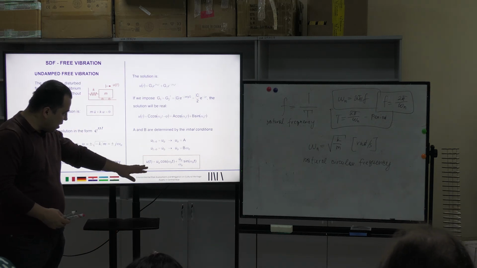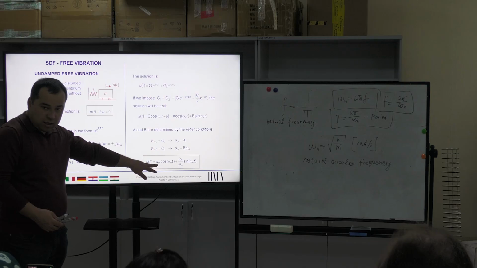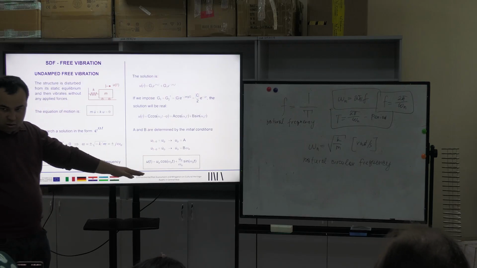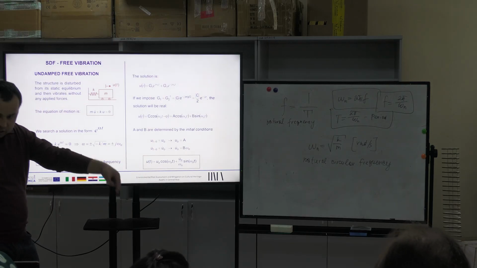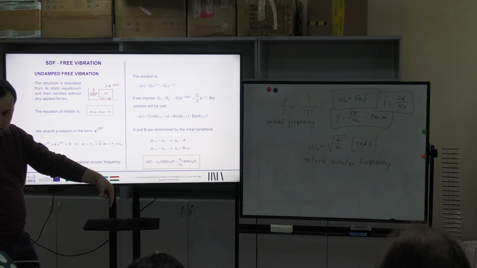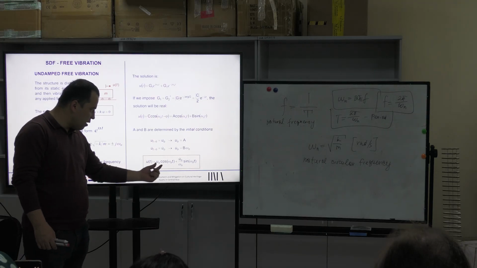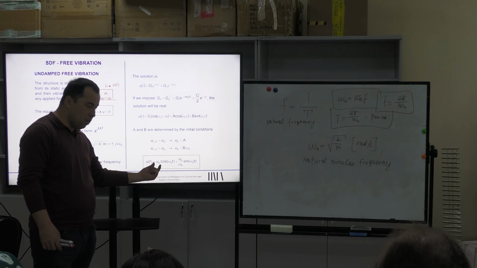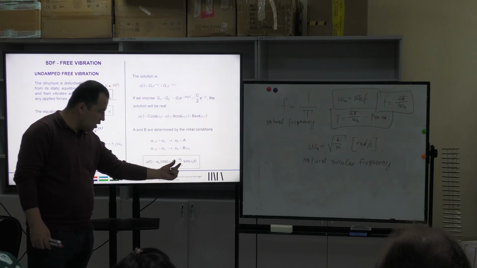Here we have the initial condition. Initially it was not zero, and initially our system has some speed. That's why we identify our system's displacement with some initial displacement and initial speed.